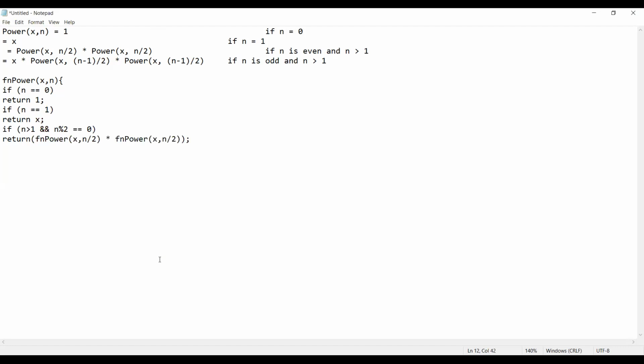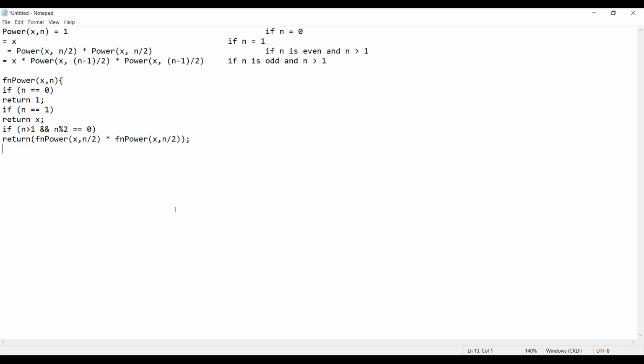Because here the function calls itself. Okay. Next we consider another recursive call. That is where we have to check the n value is odd as well as n is greater than 1 or not. So here also we have to use another if condition.